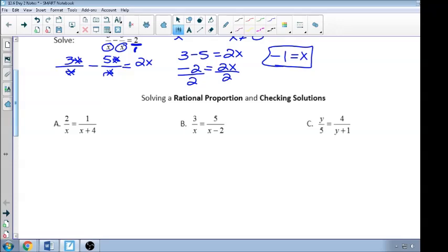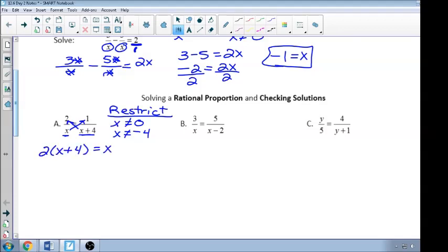Before I do that, again, what I want to do is get my restrictions. So in this case, I actually have two restrictions. From the x, I have x cannot equal 0, and from the x plus 4, I have x cannot equal negative 4. At this point, what I want to do is cross multiply. Now, I take things to the numerator, so I'm going to take the x to the 1, and I'm going to take the x plus 4 to the 2. So it's 2 times x plus 4 equals x.